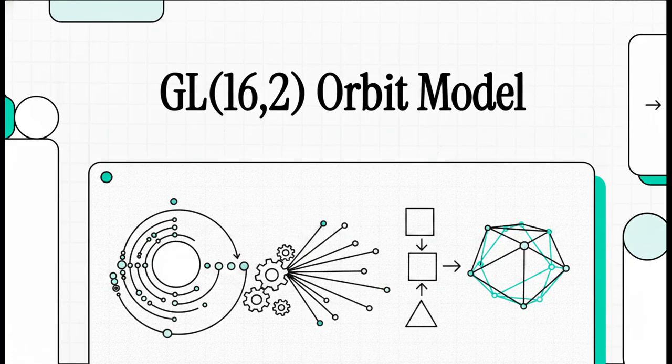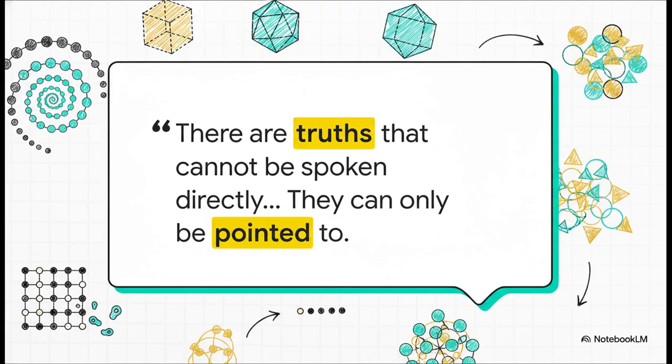Welcome to this explainer. Today we are going to demystify something truly mind-bending, the GL16-2 orbit execution model. We're going to dive into how some of the most profound mathematical truths in existence, from the actual emergence of pi to incredibly complex spatial geometries, emerge from a shockingly simple, completely finite mechanism. It's really wild stuff.